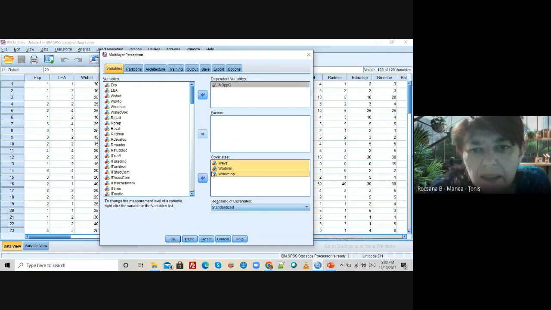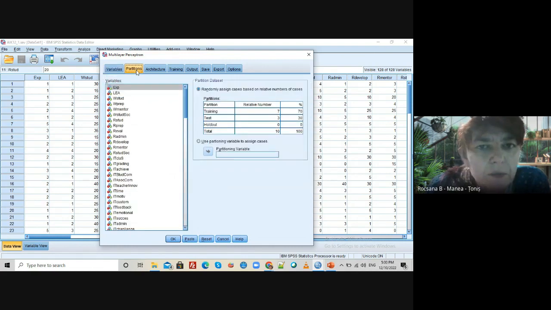As we may see here, we have categorical variables, not continuous. So in this case, we will use covariates, not factors. If our variable would be a continuous variable, then we will use factors. We go next to partition.